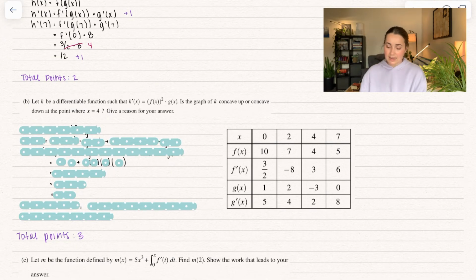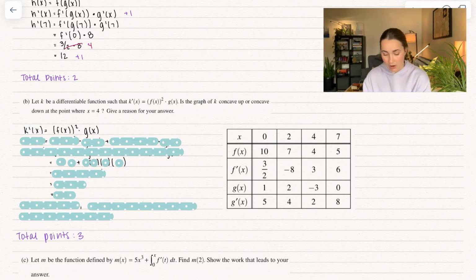So for part B, let k be a differentiable function such that k prime of x is equal to f of x quantity squared times g of x. Is the graph of k concave up or down at the point x equals 4? And give a reason for your answer. So when we're talking about concavity, that means we're talking about the second derivative.